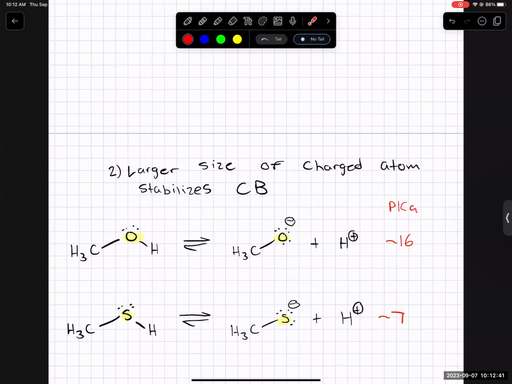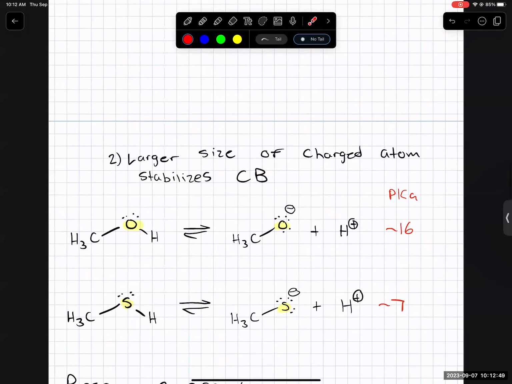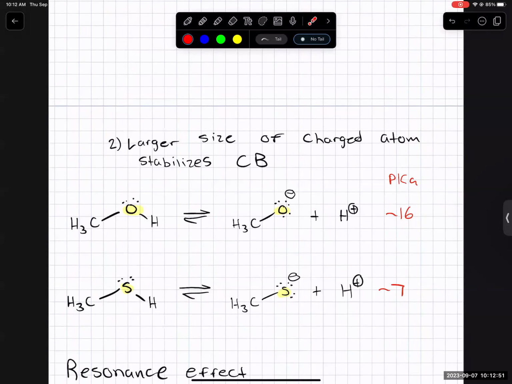Then we said size is also an important factor. So we used oxygen and sulfur here. The larger the atom is, the better it is at delocalizing that charge, since it has more surface area to delocalize it. So we know S, according to the periodic table, sulfur is larger than oxygen. Therefore, it's more stable when it has a negative charge. If this is more stable than this, which one's the stronger acid?